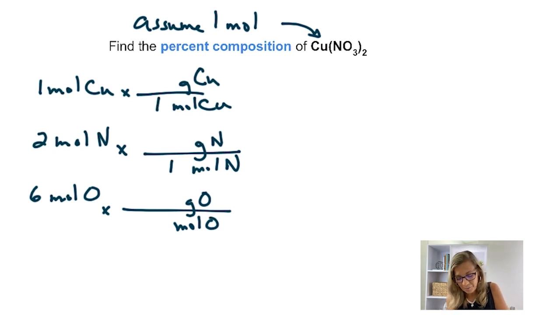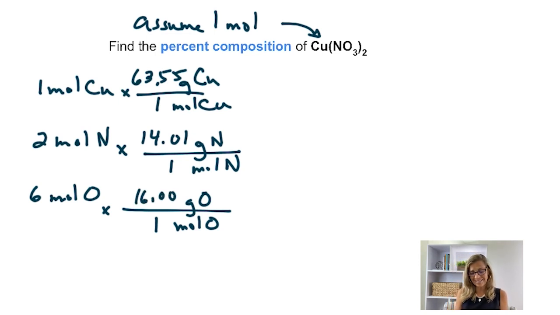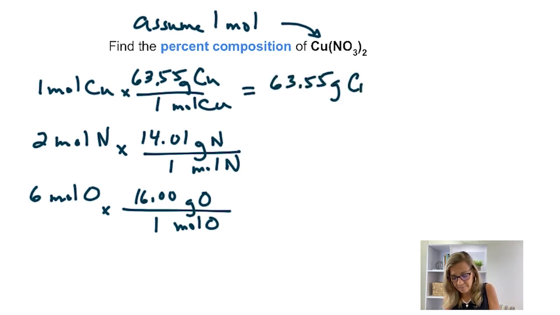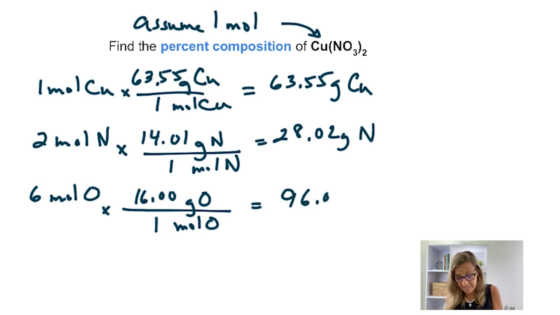Okay, so remember, molar mass is grams per 1 mole. So copper is 63.55, nitrogen is 14.01, and oxygen, one of the first ones you'll memorize, is 16. All right, so we're going to calculate these masses. Okay, we've got 28 grams of nitrogen, 28.02, and then we've got 96 grams of oxygen.